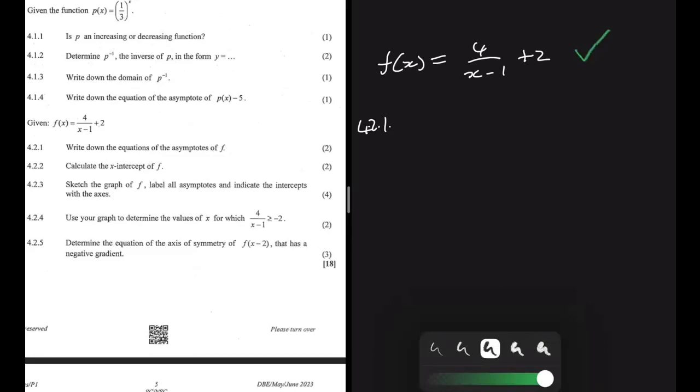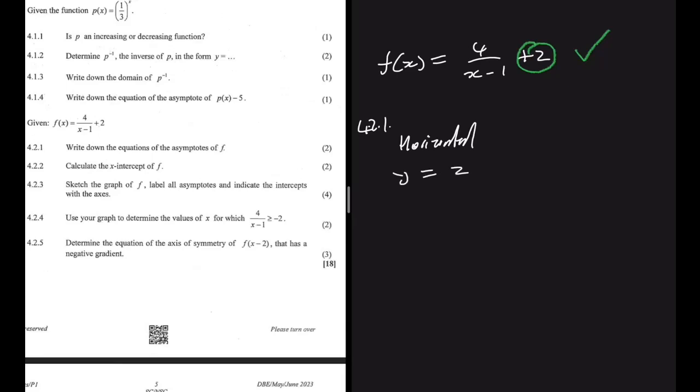Given that f of x is equal to 4 divided by x minus 1, plus 2, write down the equations of the asymptotes of f. That is 4.2.1. So you can see just from how the function looks that we have a hyperbola, right? One of the asymptotes will be at y equals 2. This value here, right? So we have our horizontal asymptote being at y equals 2.